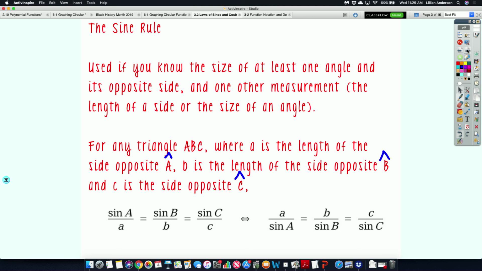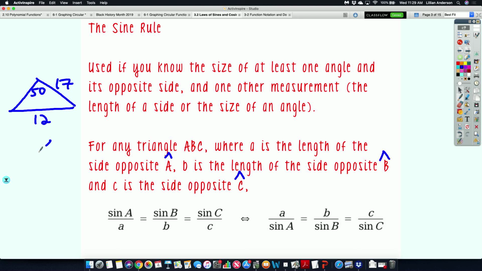Sine rule cannot be used every time. The only time that you can use it is if you know one angle, and the side opposite of it, and one other piece of information. So something like that would be if this was 50 degrees, this was 12, and then this was 17. I can use law of sines for this particular triangle to find the missing angles or side lengths.